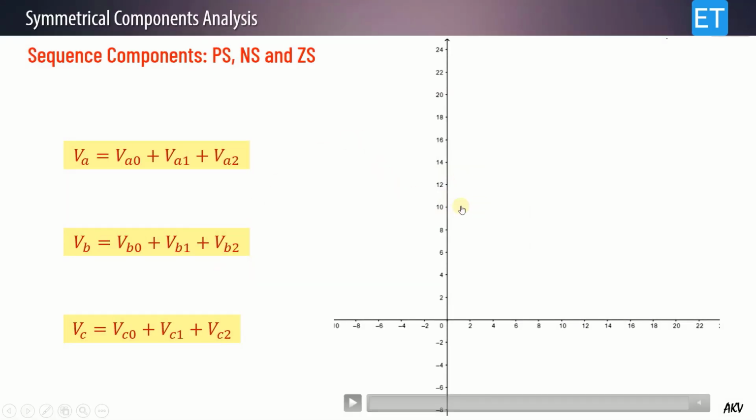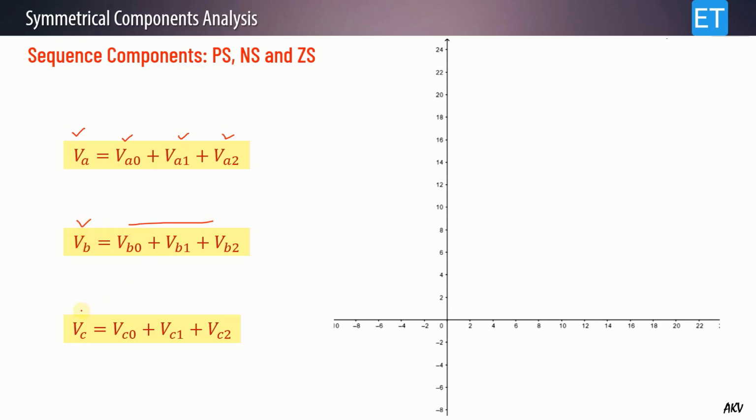Okay, so in this graph you can see the vector addition of these components, I mean this VA0, VA1 and VA2 to achieve the voltage of the phase A. Similarly, the voltage of phase B is achieved by adding these components, and then VC is achieved by adding these components. So we can see the vector sum here.